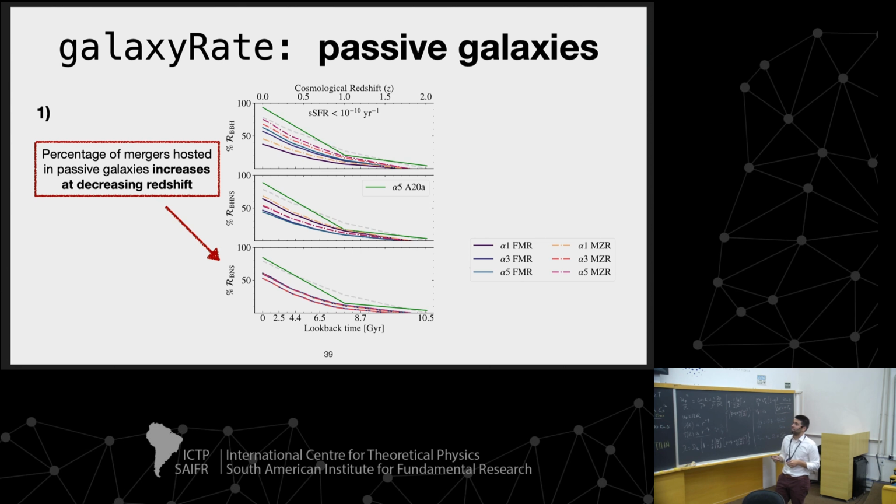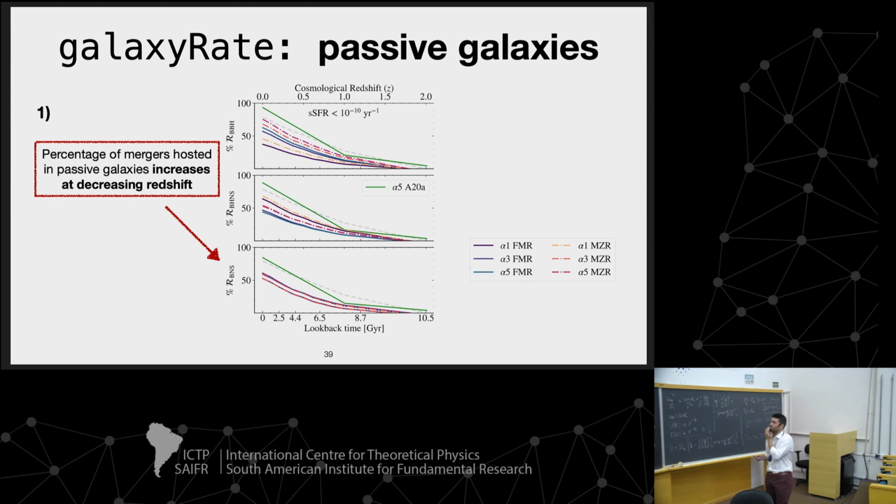The lines are the total number of mergers in passive galaxies, which is also increasing. So basically, this is, for example, what is happening in GW170817. We observed the BNS merger in a passive galaxy, and the number of mergers in passive galaxies is increasing as we approach the local universe. GW170817 is very close to us.